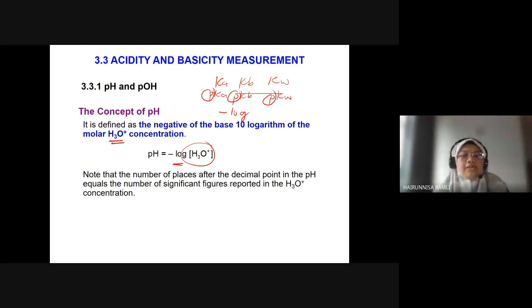Note that the number of places after the decimal point in the pH equals the number of significant figures reported in the H3O plus concentration. Okay, this is just a note you can keep for the decimal places of the pH.